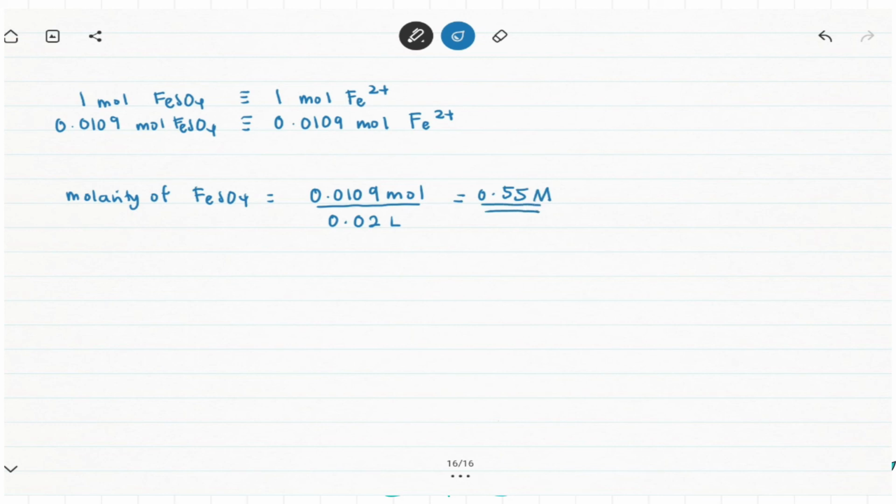I hope that you understand how to use the stoichiometric relationship to calculate the mole of one reactant if given the mole of another reactant. So that's all for this video.